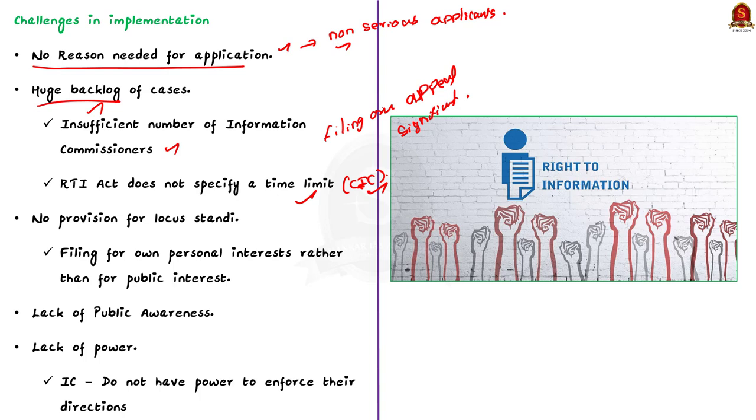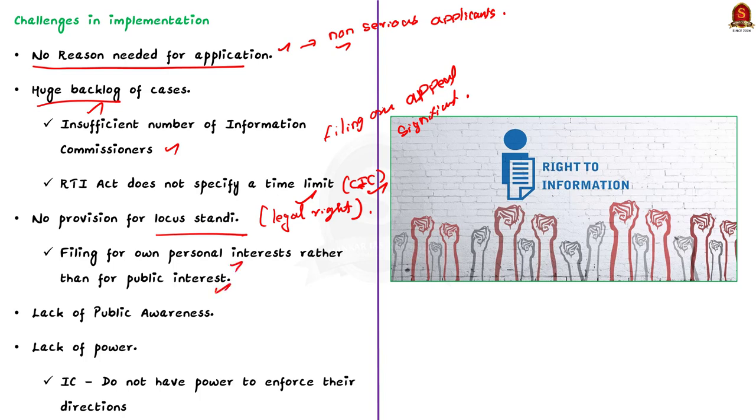Another concern is that the RTI Act does not require applicants to have a locus standi. Here, locus standi is the legal right to bring a case to a court. This means that anyone can file an RTI request even if they are not directly affected. This has led to some people filing RTI requests for their own personal interest rather than for the public interest.